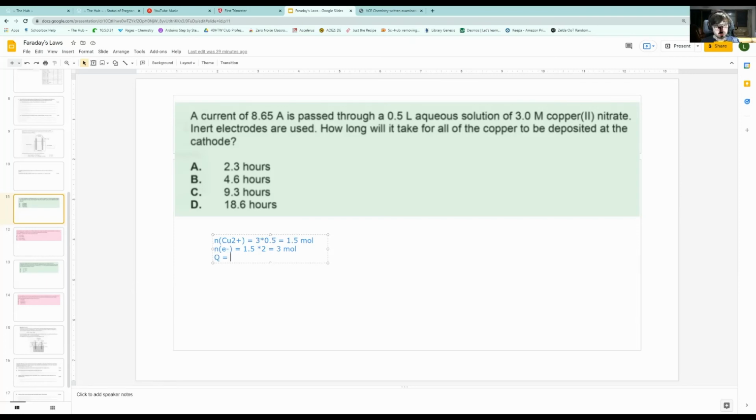And then we can say Q is going to equal 3 times 96,500, which equals 289,500 coulombs. And then we can do the same thing as last time and go t equals Q divided by I, which is 289,500 divided by 8.65, which is going to equal 33,468 seconds. Now we can see that they've got the answer in hours.